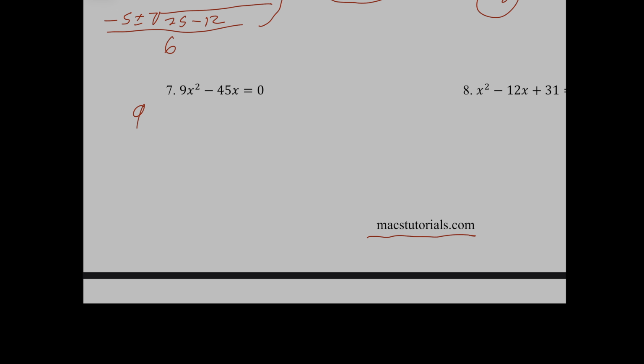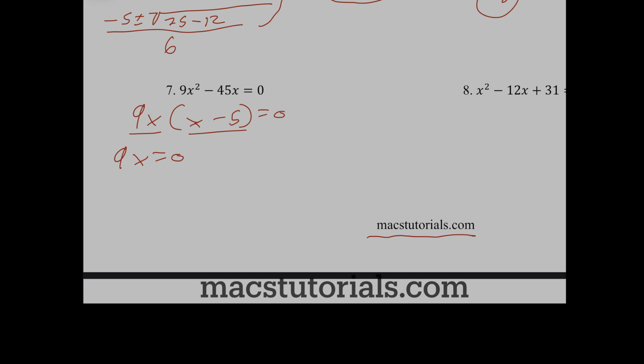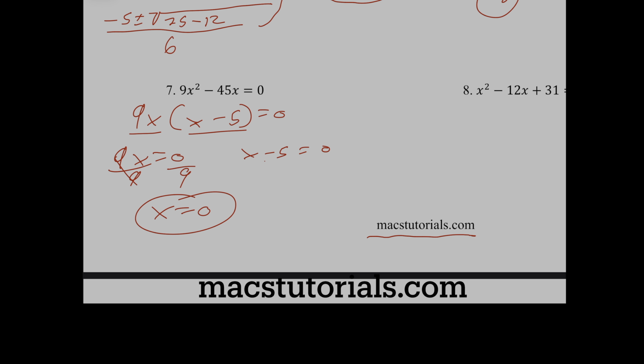Hey, I can pull something out there. I'll pull out a 9x. I'll be left with x minus 5 equals 0. Okay, so now I'm going to make each of these equal to 0. 9x equals 0. X minus 5 equals 0. Boom, boom. Here I get x equals 0. Boom, boom. Here I get x equals 5.